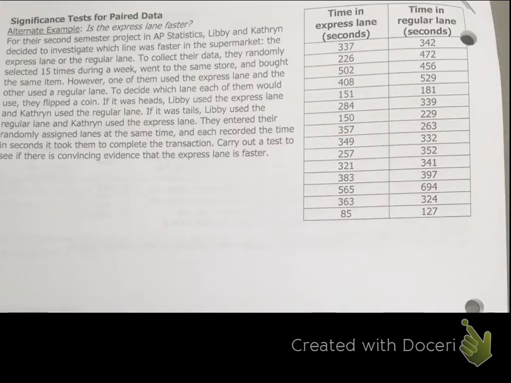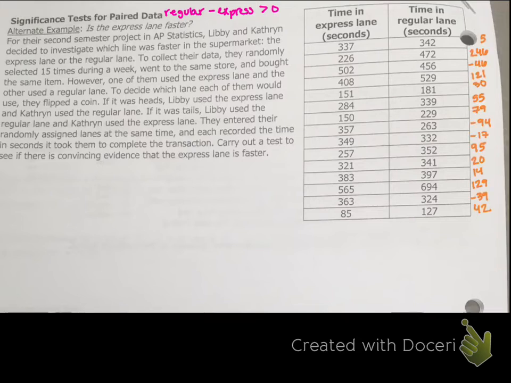All right, if the express lane is faster, then we want regular minus express to be greater than 0. We want regular to be larger. For express to be faster, that has to be a smaller number, so when I subtract, I want a positive answer, greater than 0. Okay? So what I'm going to do over here on the side is subtract regular minus express and write that number over here on the side.